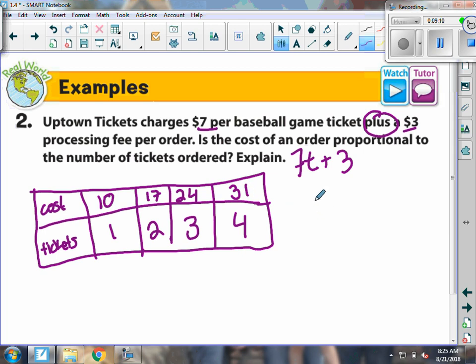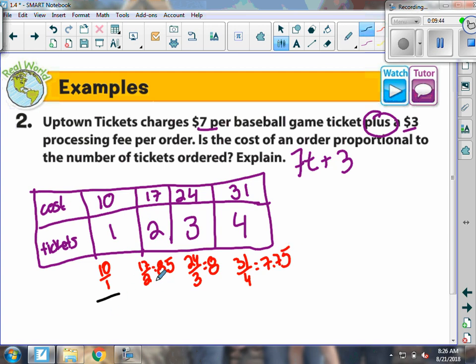So for each number of tickets, we're going to write the relationship of the cost and number of tickets as a ratio in simplest form. So now we're going to create our ratios. So this is going to be 10 over 1. This is 17 over 2, which when we simplify that, that gives us 8.5. 24 over 3 simplifies to 8. And 31 over 4 simplifies to 7.75.